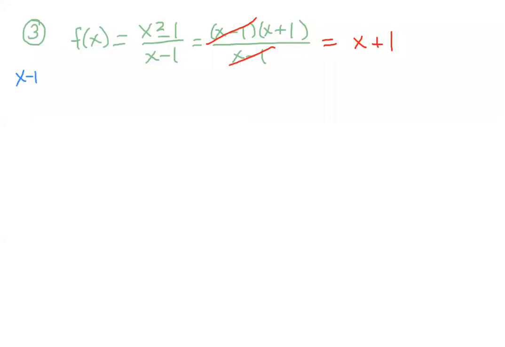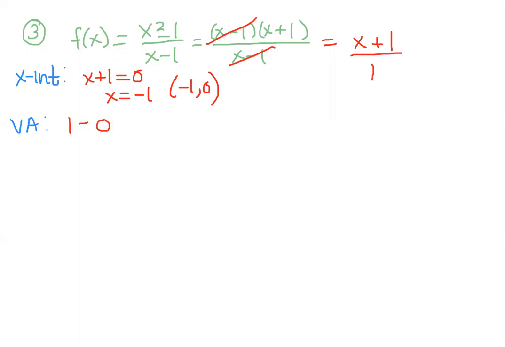X-intercept. How do you find the x-intercept? You take the numerator and you set it equal to 0, and you get x equals -1. And then we're going to find the vertical asymptote. You're going to set the denominator equal to 0. The denominator is just 1. Can 1 ever equal 0? No. So there is no vertical asymptote. Then we're going to look at the horizontal.